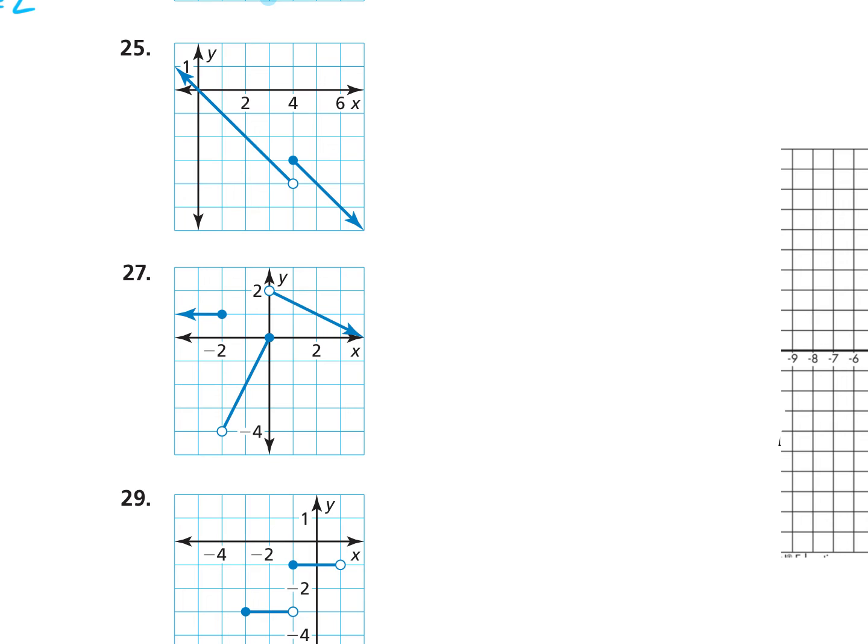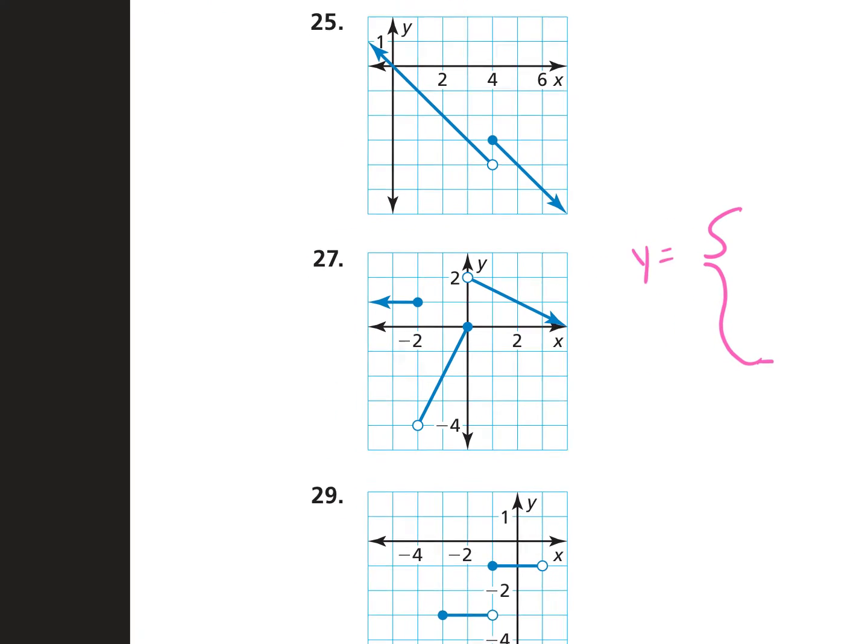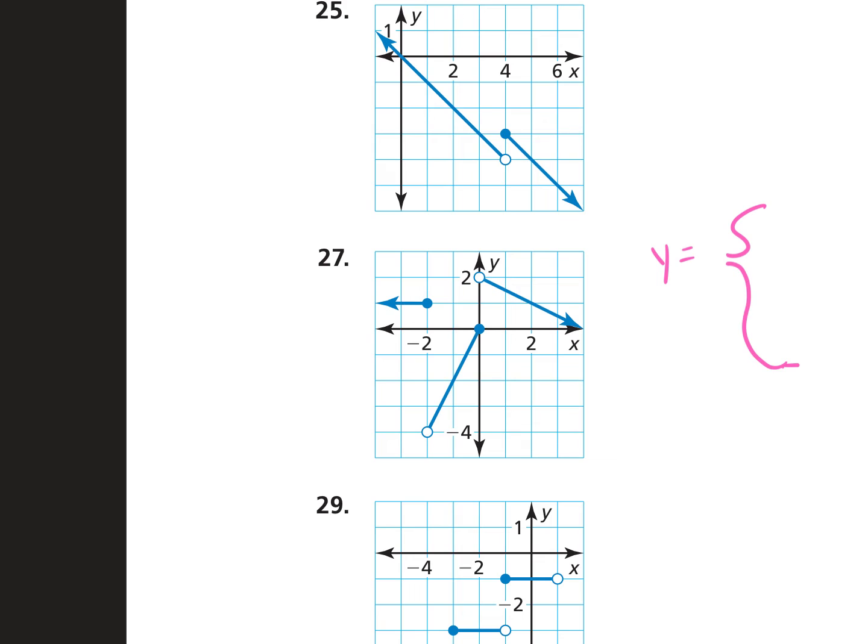So 27 has 3 pieces. I'm going to leave space for 3 pieces in my squiggly bracket. So let's start with the first one. So when we write these, you always just start from left to right. So let's start with our piece furthest to the left. So again, we want to write our equations as y equals mx plus b. What's my slope for this piece?